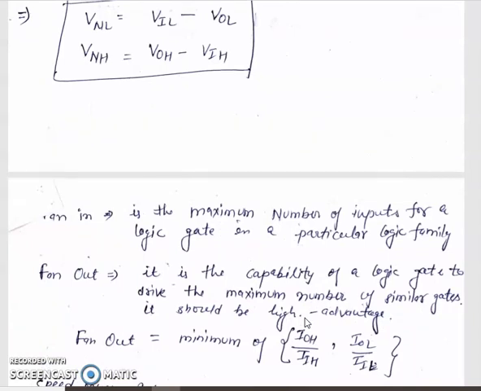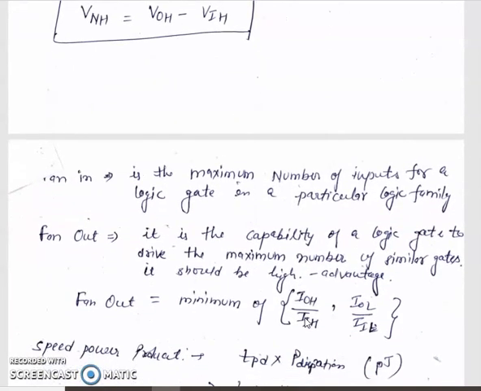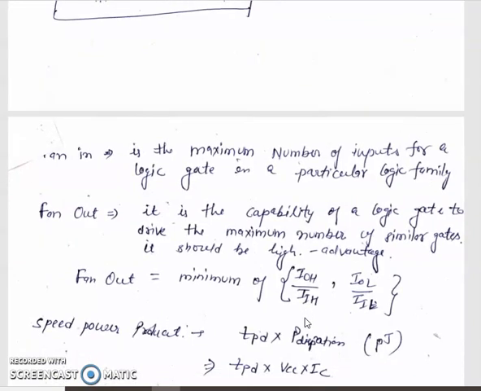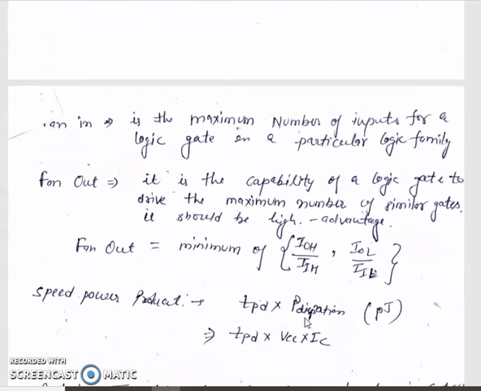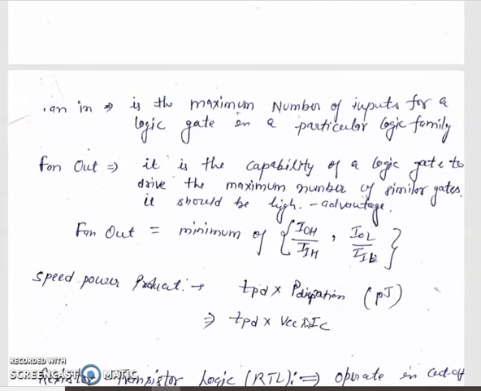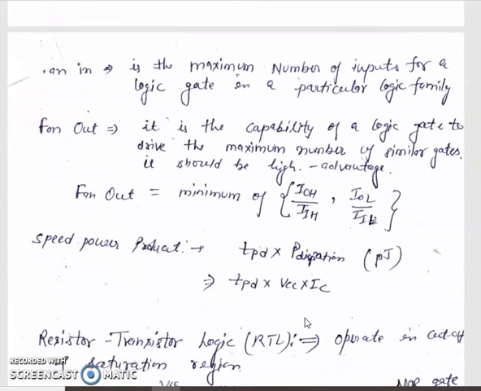What is fan in and fan out? Fan in is the maximum number of inputs for a logic gate in a particular logic family. What is fan out? It is the capability of a logic gate to drive the maximum number of similar gates. It should be high, which is an advantage. How to calculate fan out?